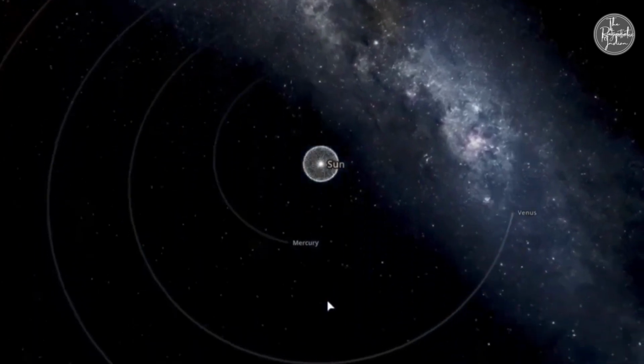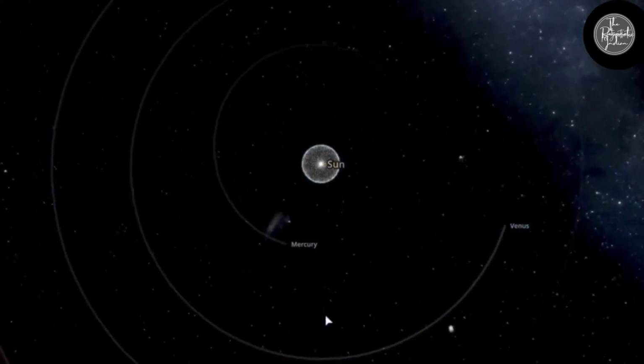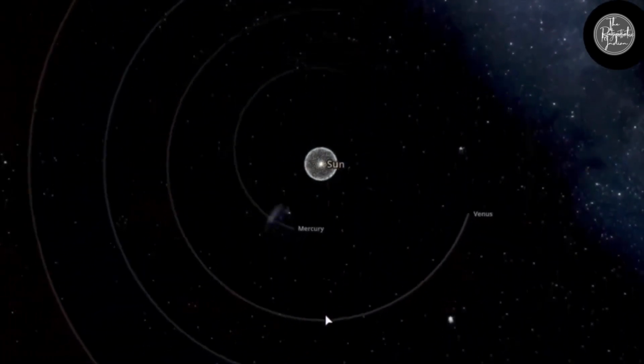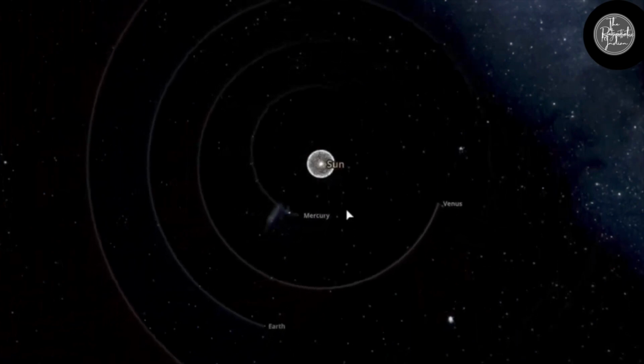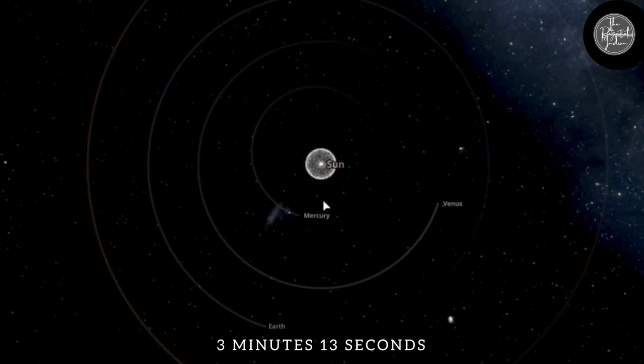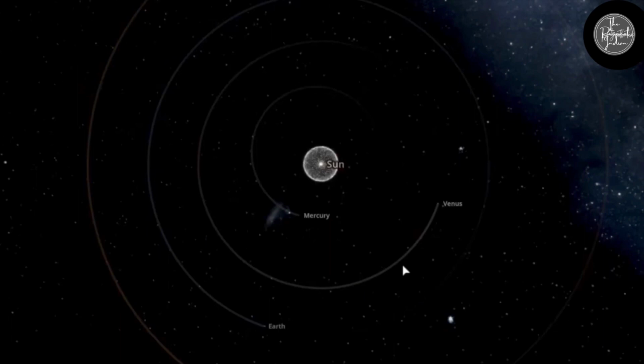The speed looks really slow, even though this is the fastest known speed in the universe. It's so slow that to even reach the closest planet, Mercury, it will take around 3 minutes and 13 seconds. So, stay tuned and enjoy the video. We'll talk about some facts about light on and off in the video.